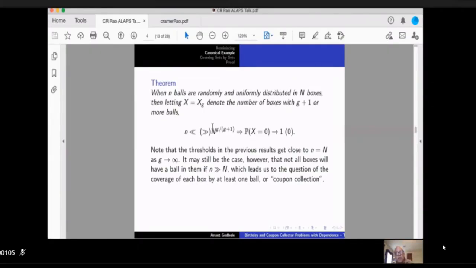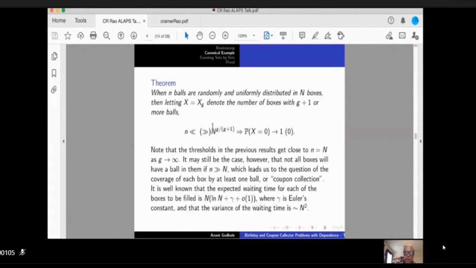So this is now leading to the coupon collector problem. In terms of birthdays, how many people do you think you need to have before, at random, each box is to have at least 1 ball in it? That's the coupon collector problem, and it's again classical. You will find in Feller Volume 1 that the expected waiting time for each of the boxes to be filled is kind of interesting. It's N times log N, that's the leading term. Then N times Euler's constant is the second order term. And then you have N times something going to 0.